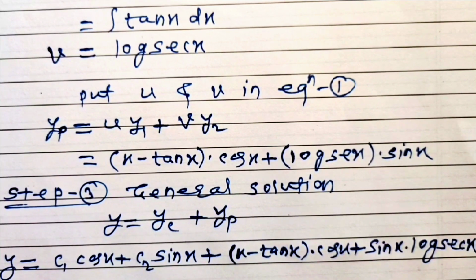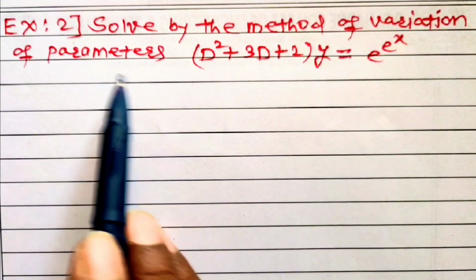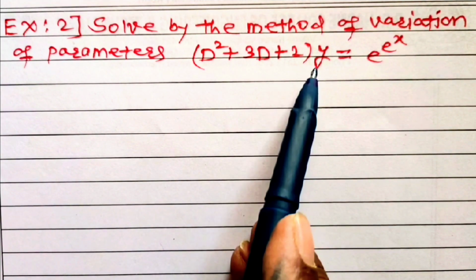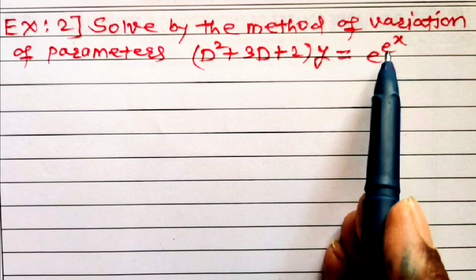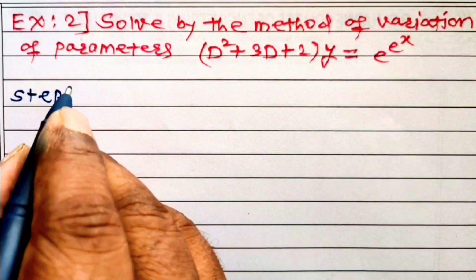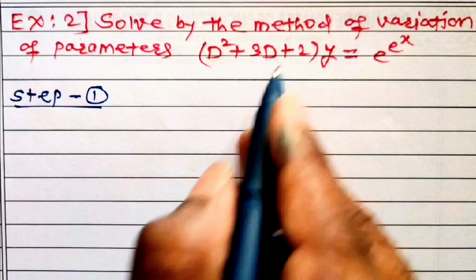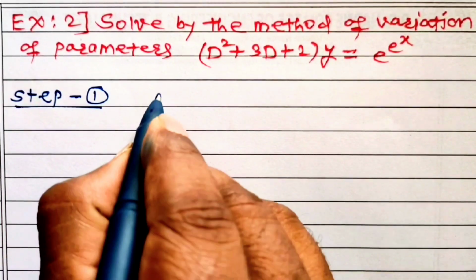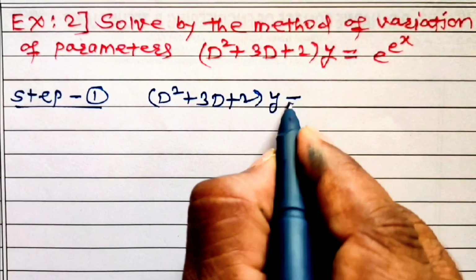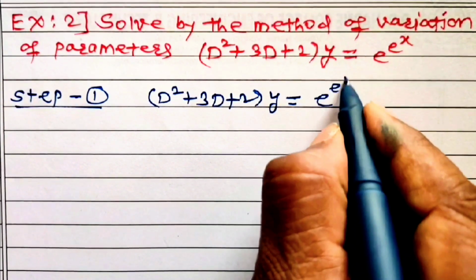Let us solve sum number 2. Solve by the method of variation of parameters. Differential equation is (D square plus 3D plus 2)y is equal to e to the power x. In step number 1, always find complementary function. So step number 1, write the given differential equation as it is, (D square plus 3D plus 2)y is equal to e to the power x.